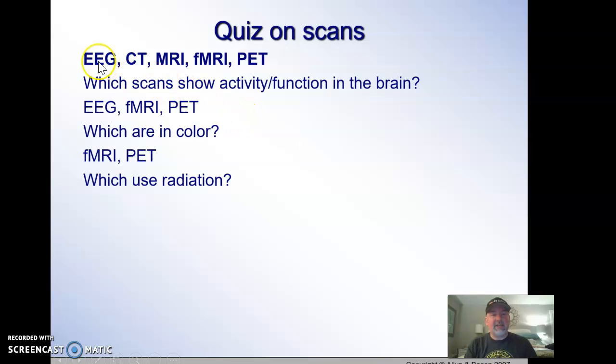Which use radiation? Again, EEG is just the squiggles. CT scan does use radiation. It's just a big old X-ray. The MRI does not use X-rays. It uses a magnet. Takes a lot longer because it uses a magnet.